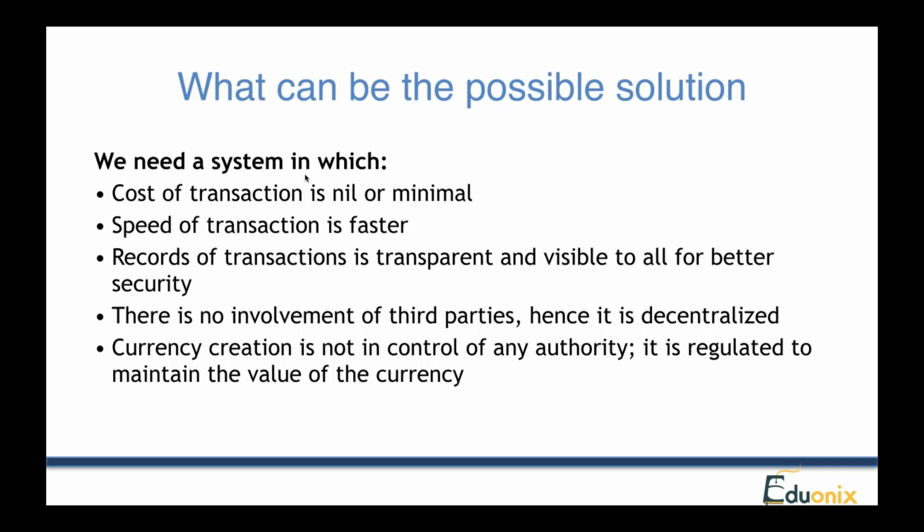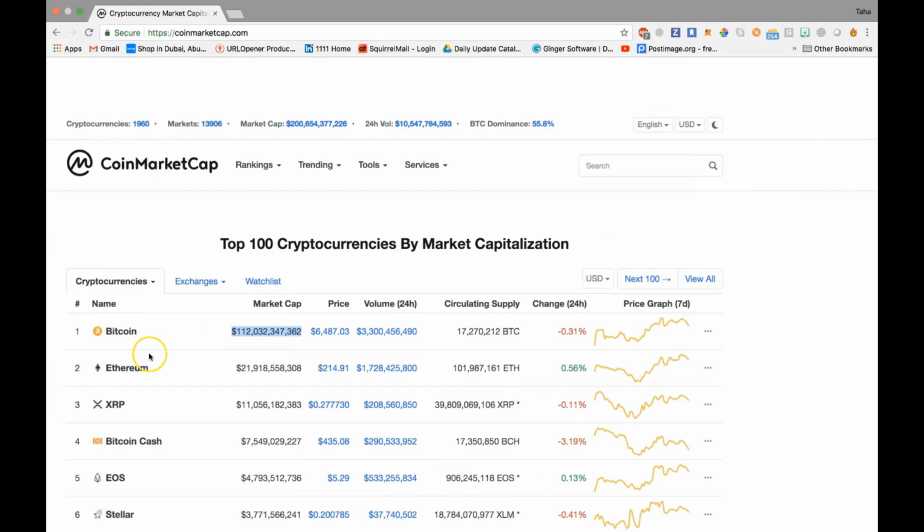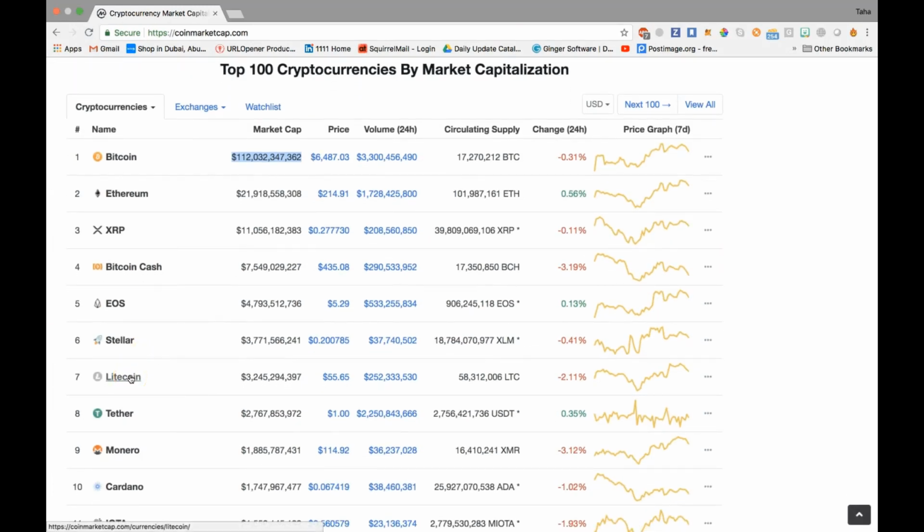So let's see what the possible solutions are. We need a system in which the cost of transaction is nil or minimal. Obviously, we need a system like this. And regarding the cost of transaction, I have a very good example for you, and that example is Litecoin. You can see Litecoin is at number 7.